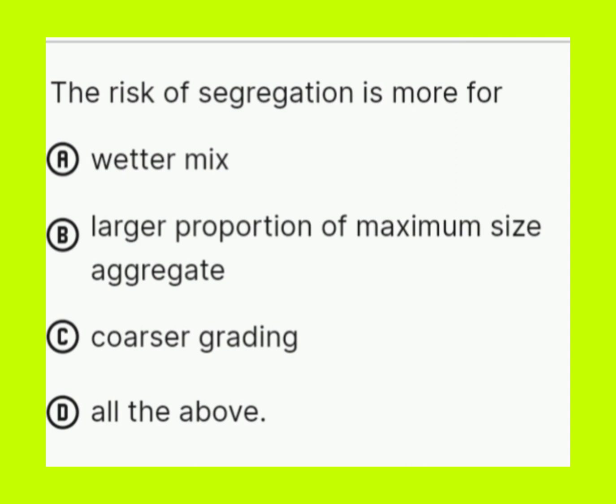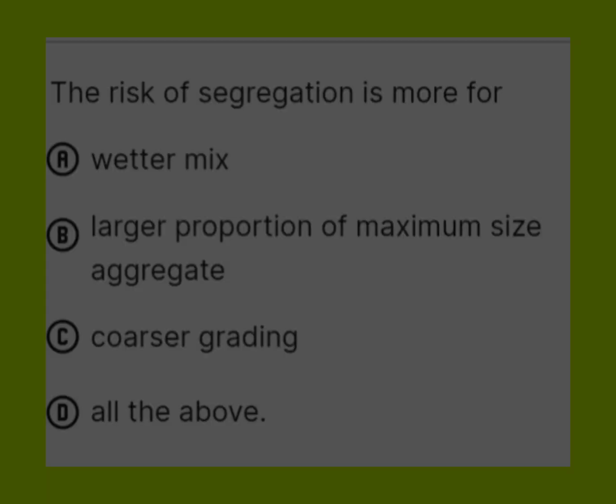Question number 1. The risk of segregation is more for option A, wet mix; option B, larger proportion of maximum size aggregate; option C, coarser grading; and option D, all the above. Here the correct answer is all the above. The risk of segregation is more for all of the options from A to C. So all of the above is the correct answer.